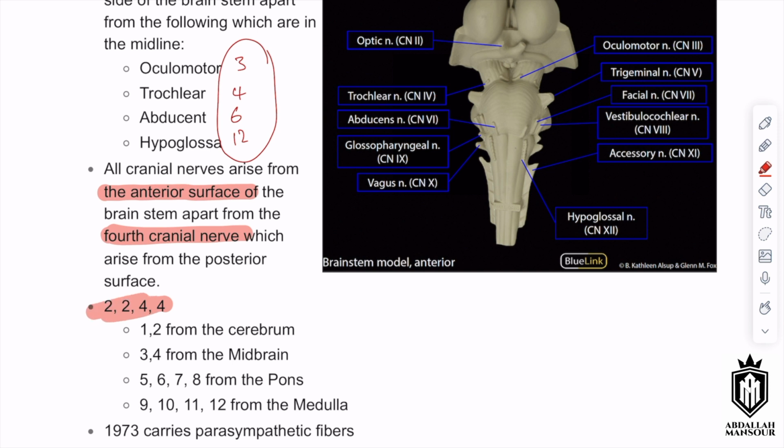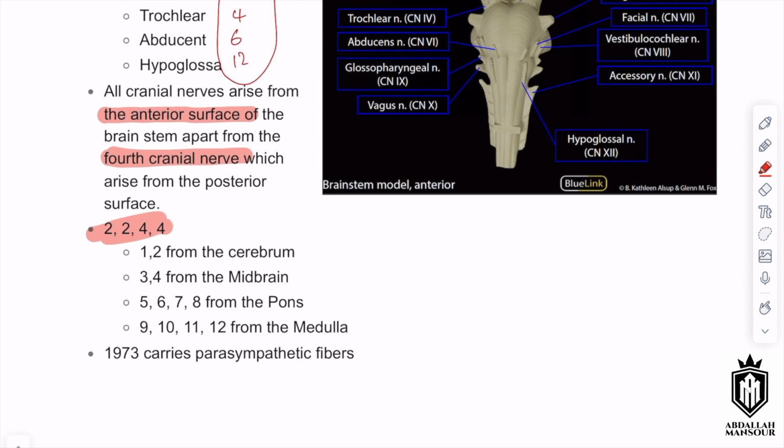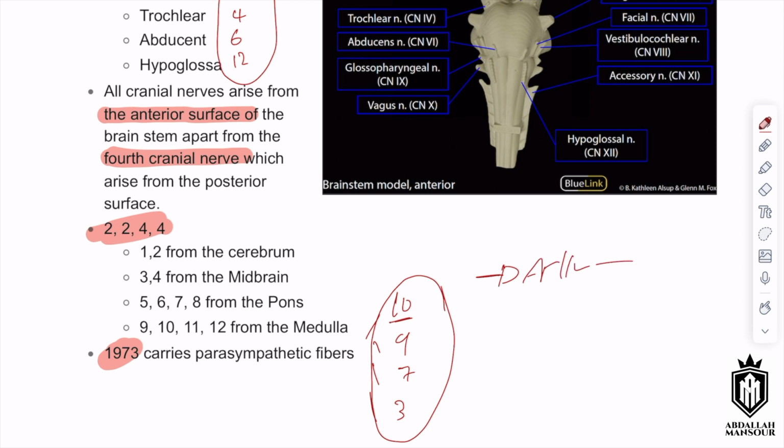And finally, you know the 2-2-4-4 rule, and also some cranial nerves carry parasympathetic fibers, and these are 1973. What I mean by that is cranial nerve number 10, number 9, number 7, and number 3 all carry parasympathetic fibers. Again, this can be a multiple choice question. I can ask you which of the following cranial nerves carries parasympathetic fibers except, and then give you options. Usually we confuse you with the optic nerve, number 2. It's 1973, all right?